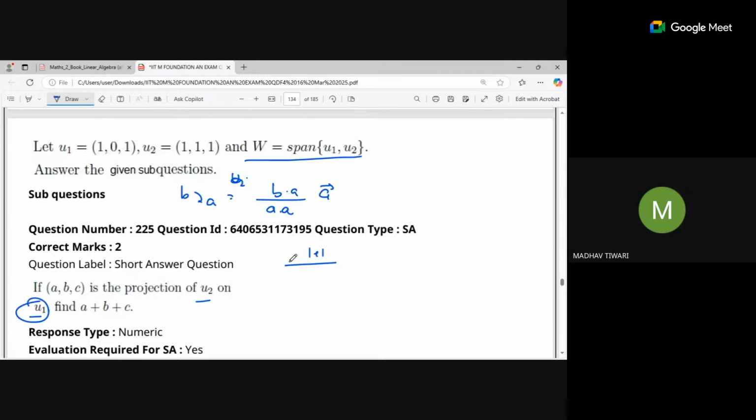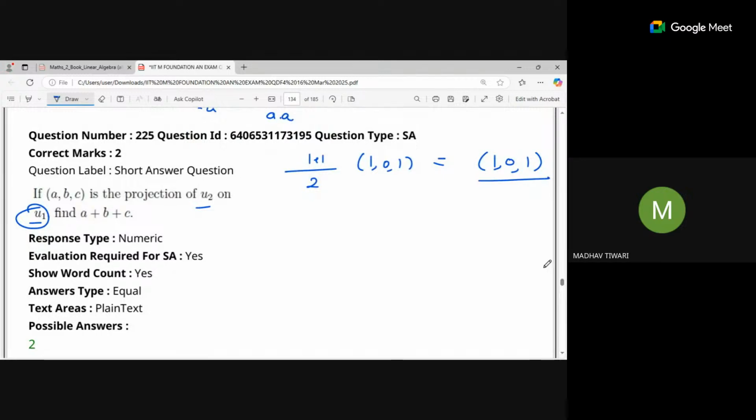So its dot product with itself will give you 2. Then multiply it by the A vector, which is 1, 0, 1. You have to find A plus B plus C, so the A value is 1, the B value is 0, and the C value is 1. So their sum is 2.